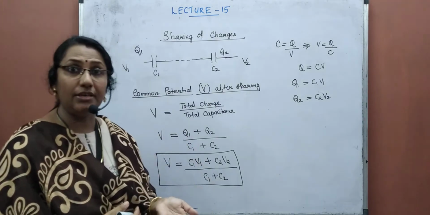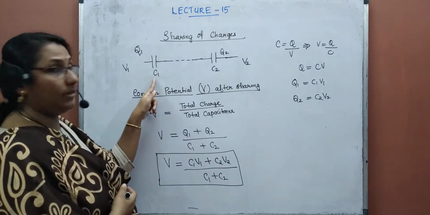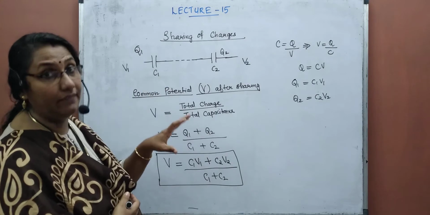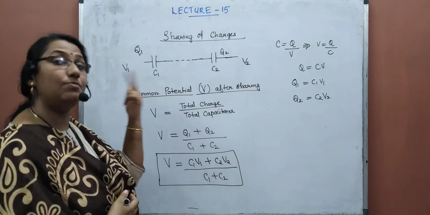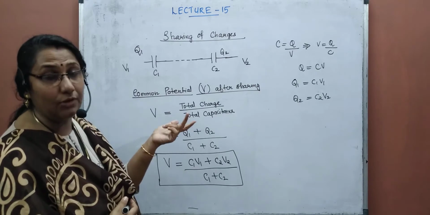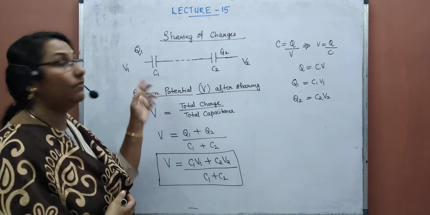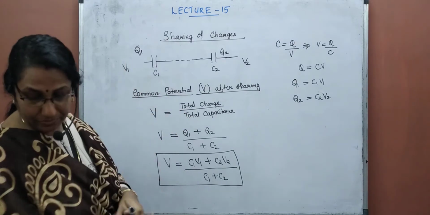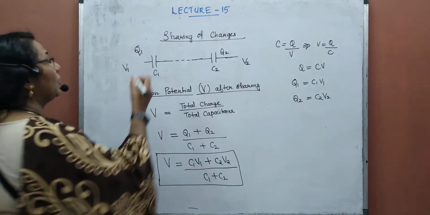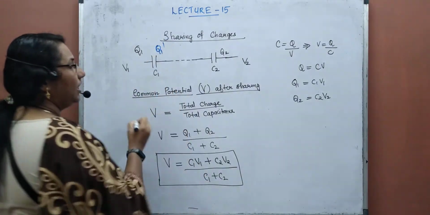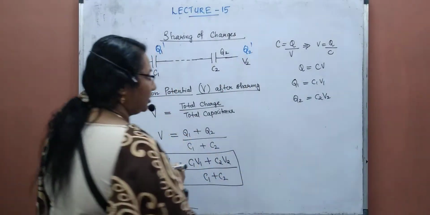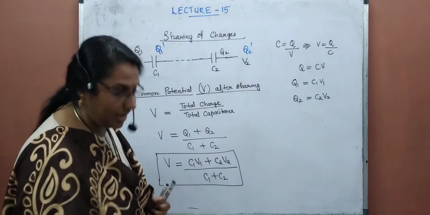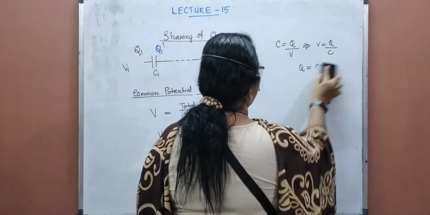So after sharing, C1 will have a charge Q1 dash, not Q1. Q1 was before sharing. So after sharing, what is the charge on C1? We will take it as Q1 dash. Okay. Similarly, here it will be Q2 dash.